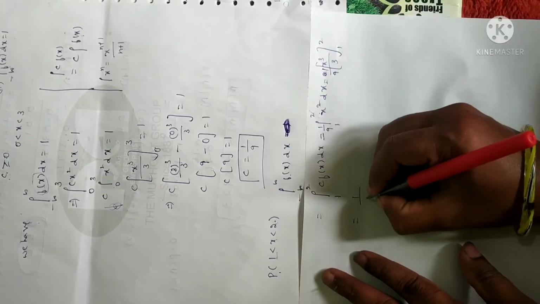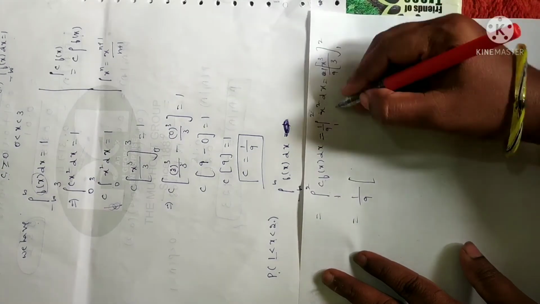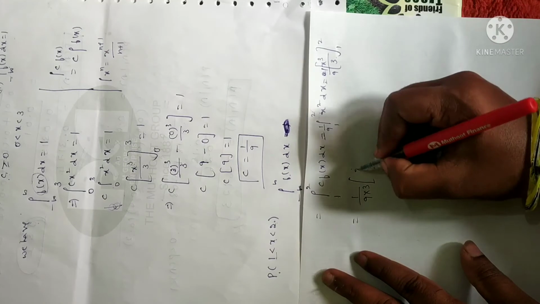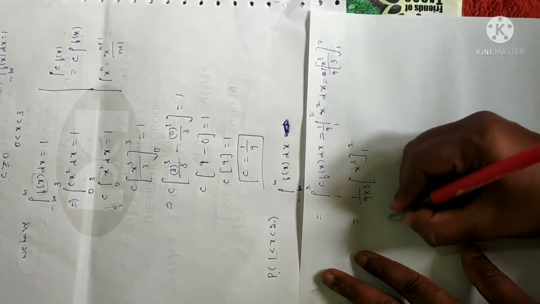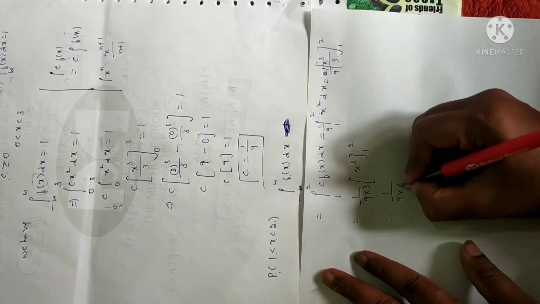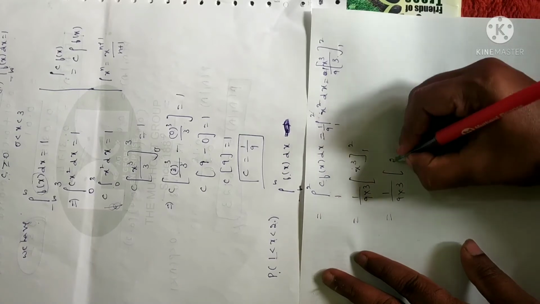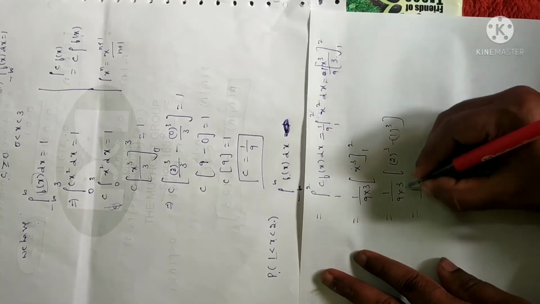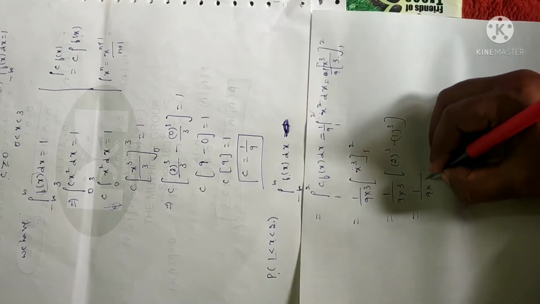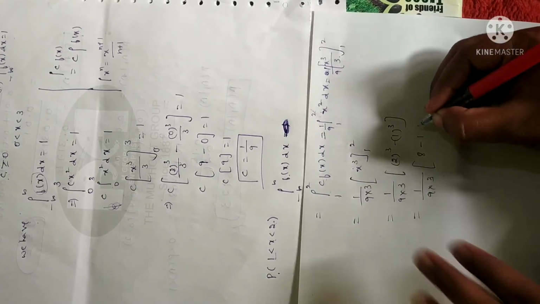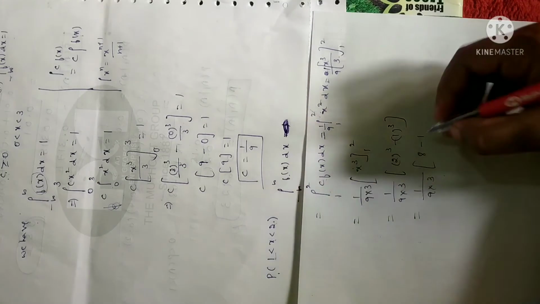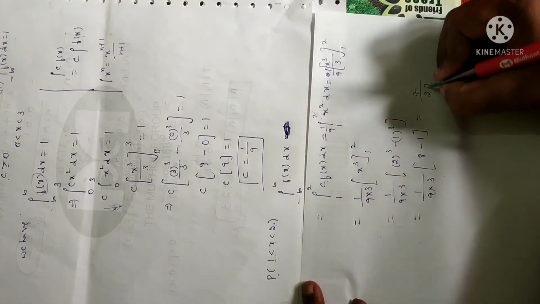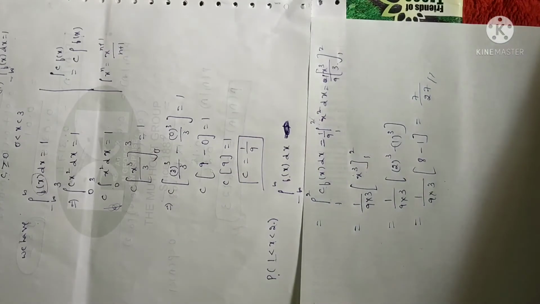So I'll simplify here. 1 by 9 into 1 by 3 is a constant, so let me take it outside. So we will get x cube from 1 to 2. Let's substitute the limits: upper limit 2 cube minus lower limit 1 cube. On simplification, I'll keep 9 into 3 as it is. 2 cube is 8 minus 1 cube is 1. So 8 minus 1 is 7. 7 divided by 9 into 3 is 27. So this is the required solution.